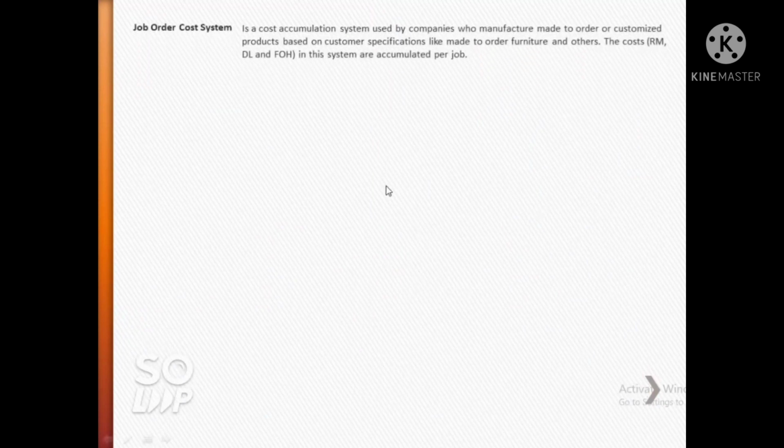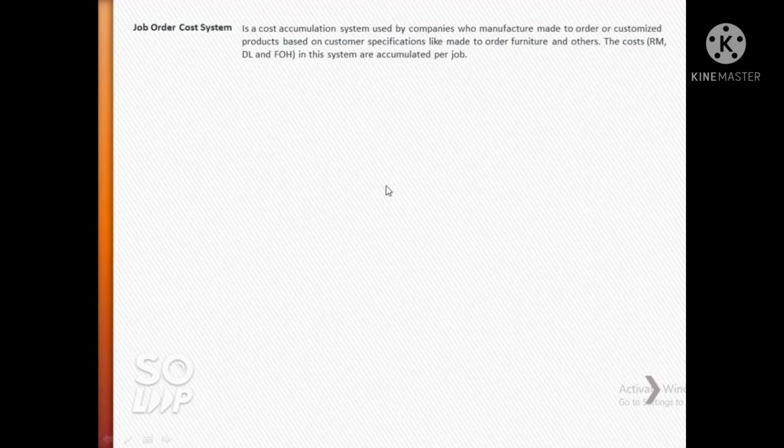So we are now on part 5. Part 5 is all about job order cost system. So what is this job order cost system? As mentioned a while ago, it's a cost accumulation system used by companies who manufacture made-to-order or customized products based on customer specifications like made-to-order furniture and others. The costs, raw materials, direct labor, and factory overhead in this system are accumulated per job.